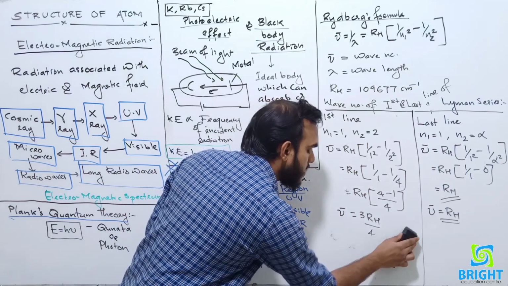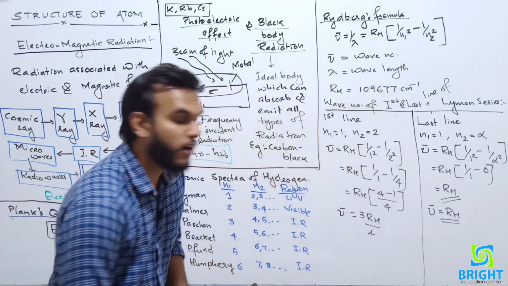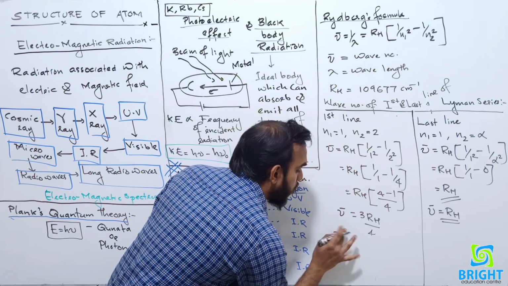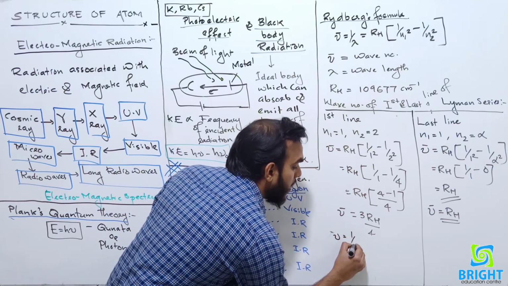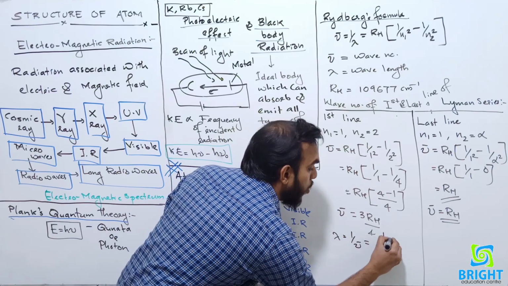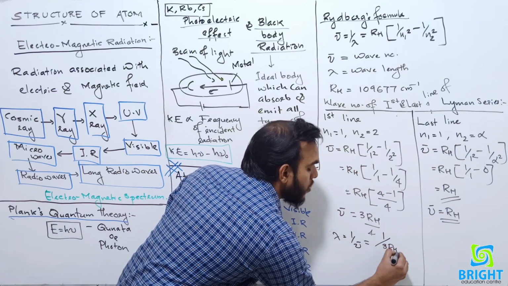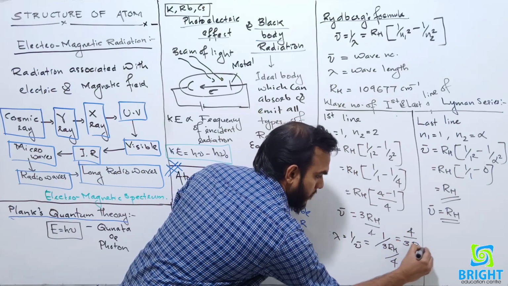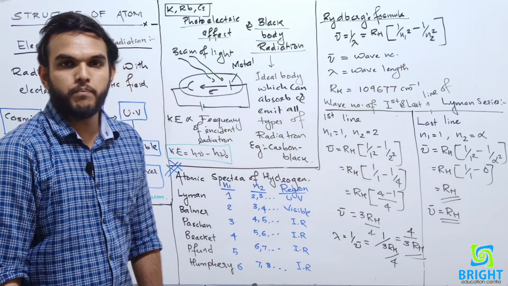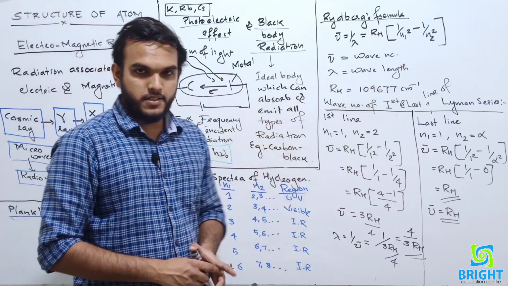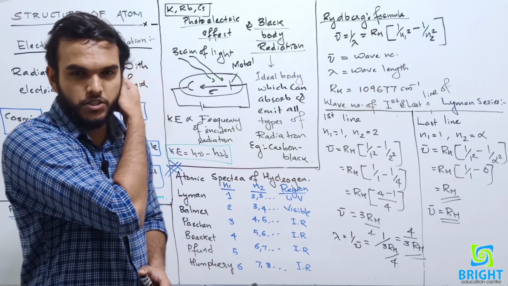So for this equation, if you have to find the wavelength lambda, lambda is equal to 1 by nu bar, which is equal to 1 by (3 RH by 4). It will be equal to 4 by 3 RH. This will be the lambda. You got it? What is the value of RH? 109677 centimeter inverse.